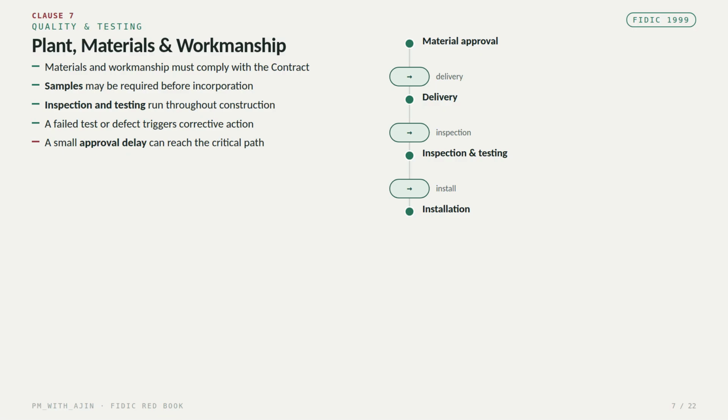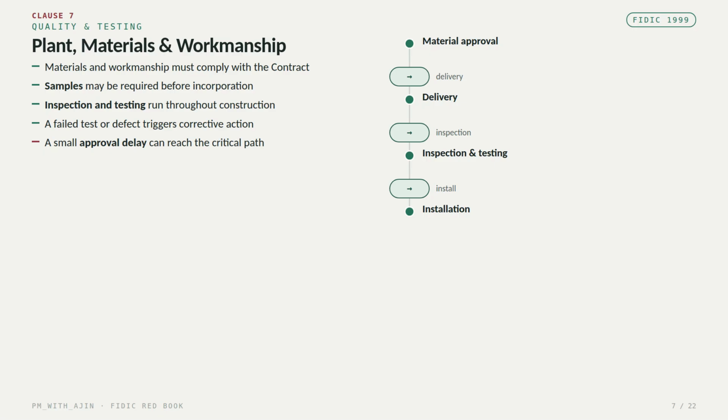Clause 7 deals with plant, materials and workmanship. The contractor must ensure that materials and workmanship comply with the contract. Samples may need to be submitted before materials are incorporated, and inspection and testing take place throughout construction. If a material fails a test or defective workmanship is identified, corrective action may be required.